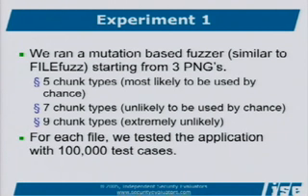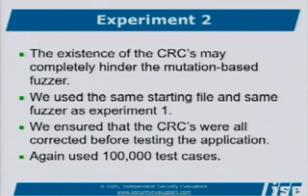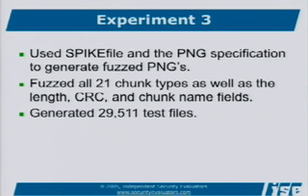For each of these, I used something basically like FileFuzz to generate 100,000 test cases. Experiment 2 was to make sure that the program wasn't just going to reject these right away because of the CRCs. I took the 300,000 files from the first experiment, fixed up all the CRCs, and reran the experiment, just to make sure it wasn't something about the CRC in the data. And finally, for the third experiment, I used SPIKEfile and the PNG specification, and I generated files that contained every single chunk type and fuzzed every single field in the chunk type: the CRCs, lengths, chunk names, the data, everything. Doing that, I ended up with 29,000 files, which is quite a bit less than the other ones.